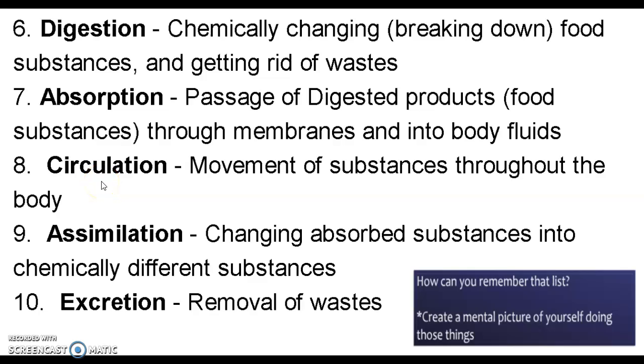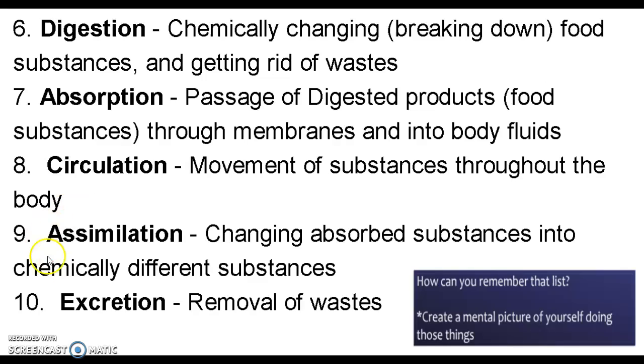Next, we have circulation. This is movement of substances throughout the body, like blood, for example, that's your circulatory system. So any food and oxygen that come through your respiratory and digestive systems, the oxygen and nutrients get put into the blood and then get moved around your body by the circulatory system.